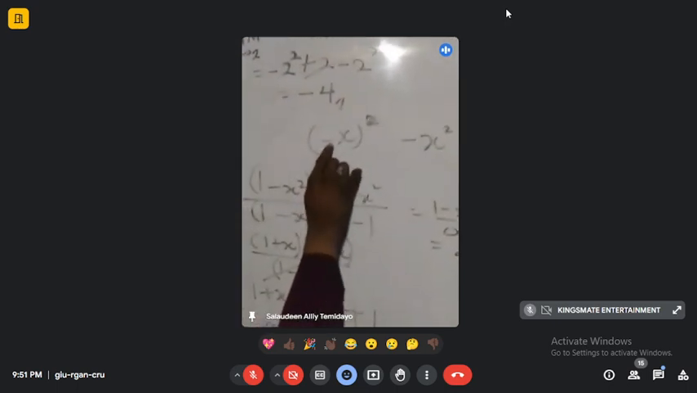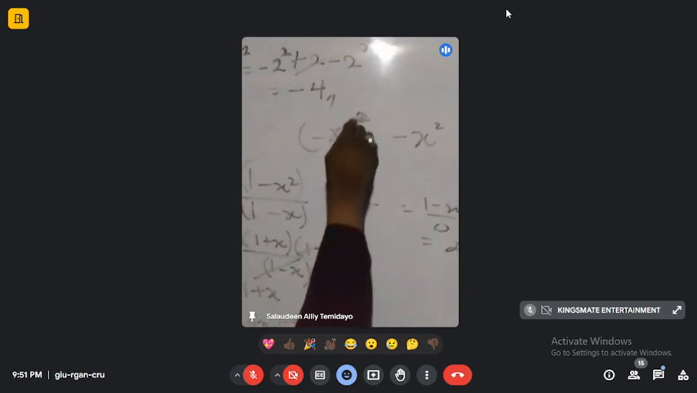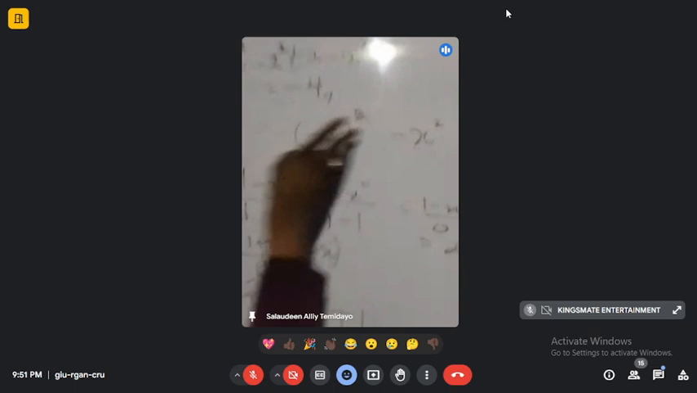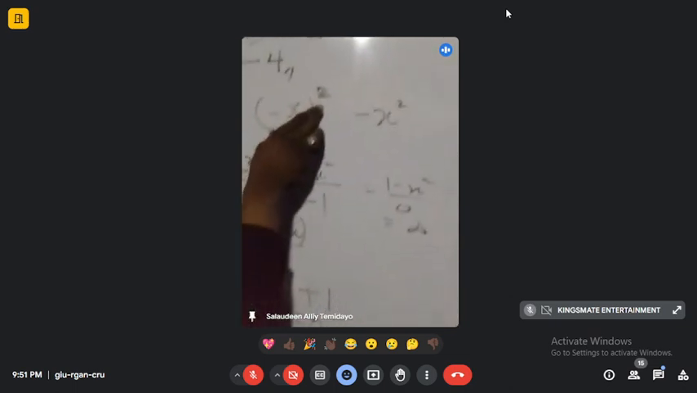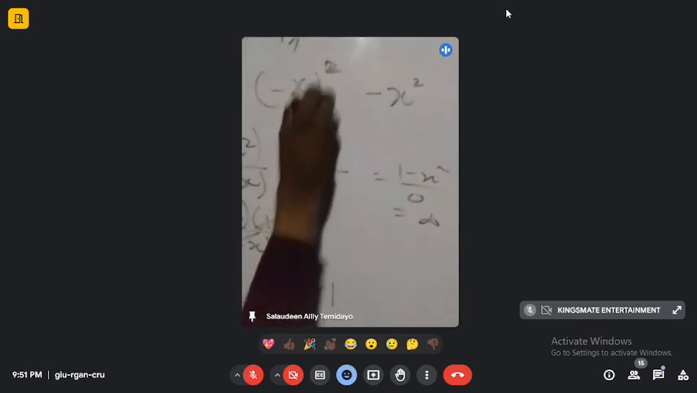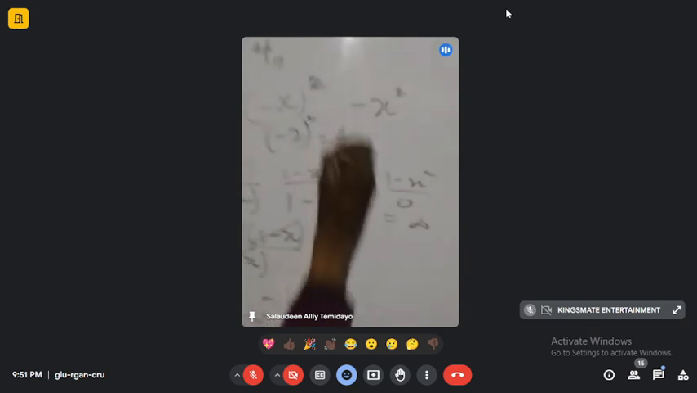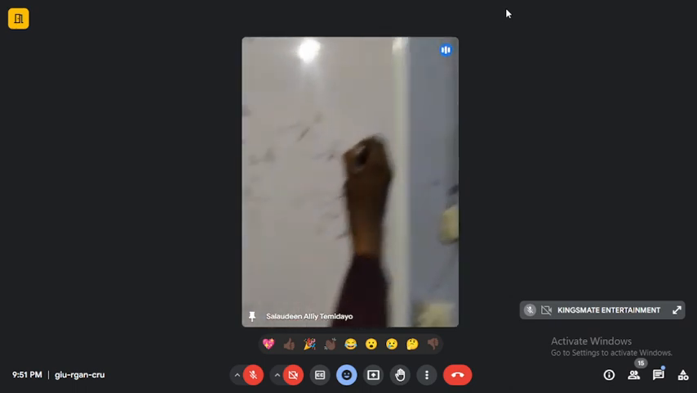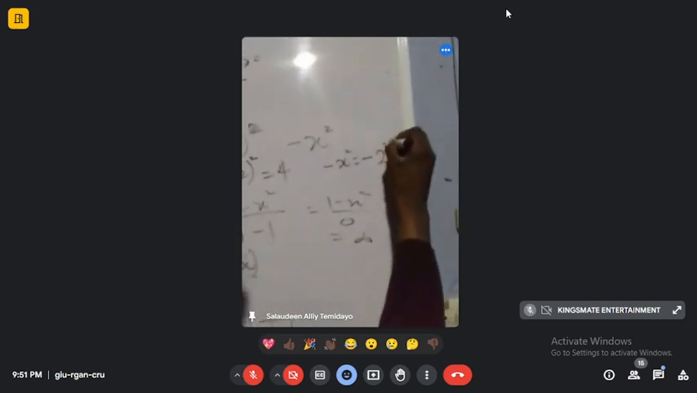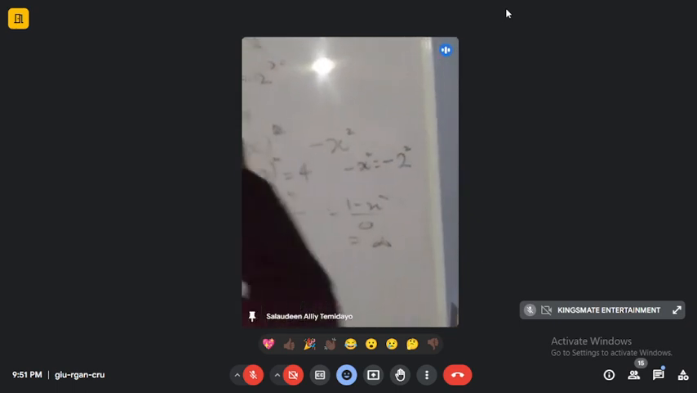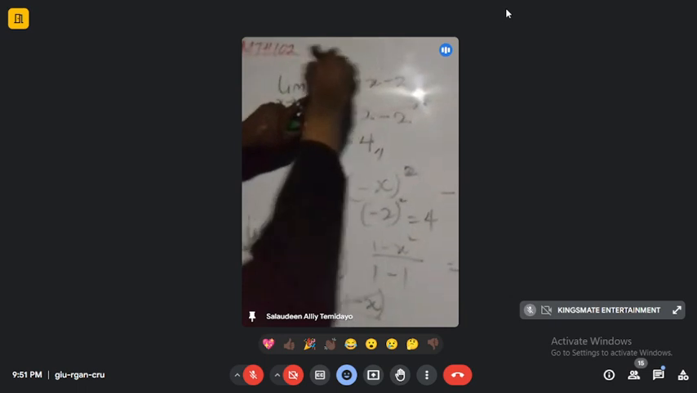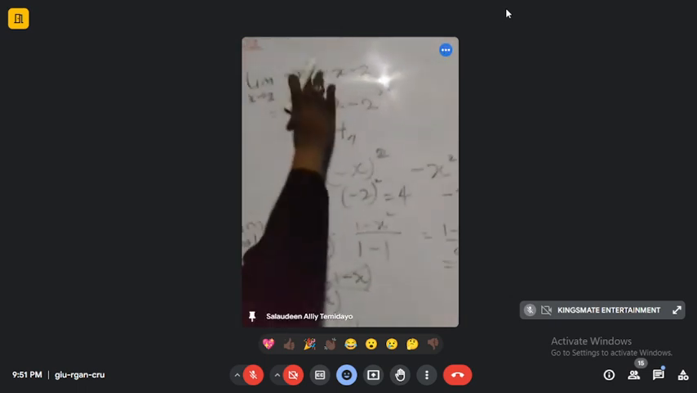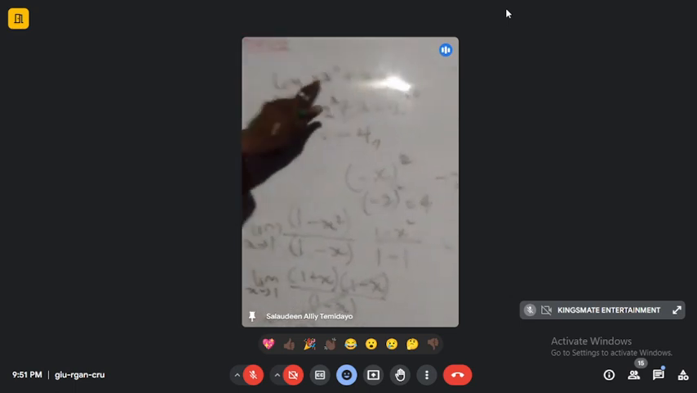Listen, this is minus x squared. If this minus x was inside this bracket and the square is put upon it, then it's going to be 4, that's minus 2 raised to the power of 2. This gives 4. Is that not so? But look at this. Minus x squared equals minus 2 squared. Because it's not inside the bracket. If there was a bracket here, definitely they won't even put minus. It will be x squared. I'm telling you, this is exactly what they expect you to do.